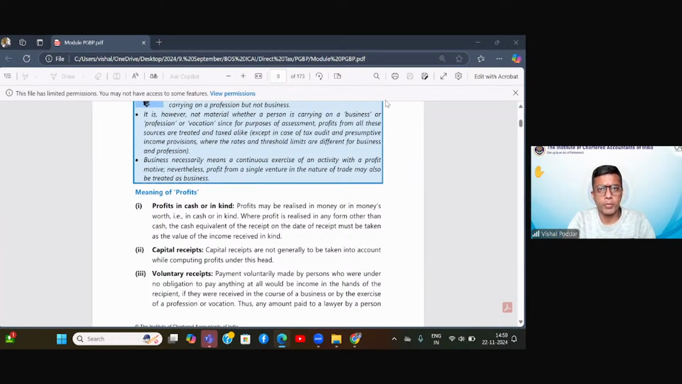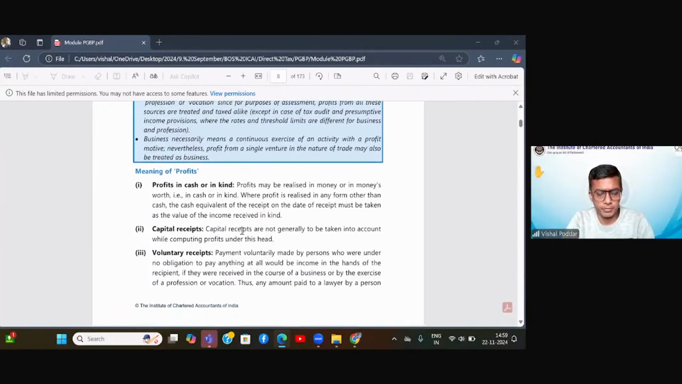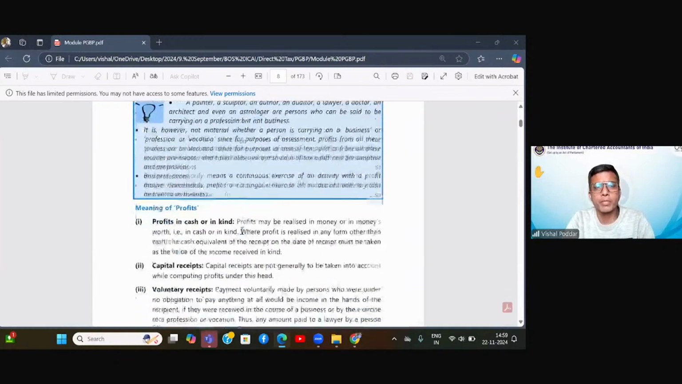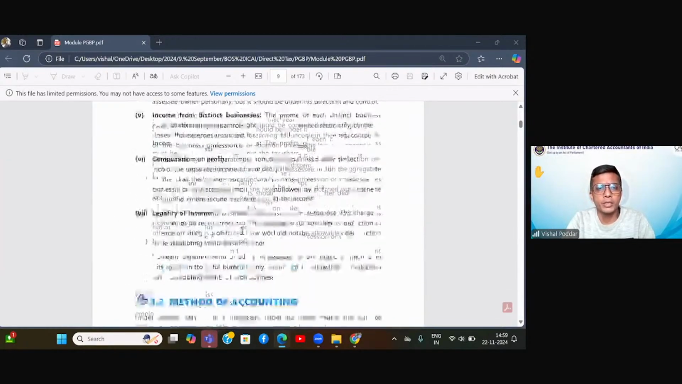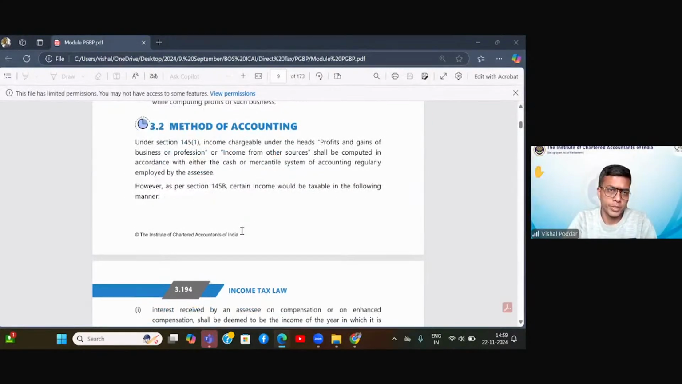Okay, so if there are no further questions with anyone, let me proceed. Now here they have given some basic features and characteristics about business and profits. If you remember, I discussed this when I was explaining section 43B. What is this method of accounting?